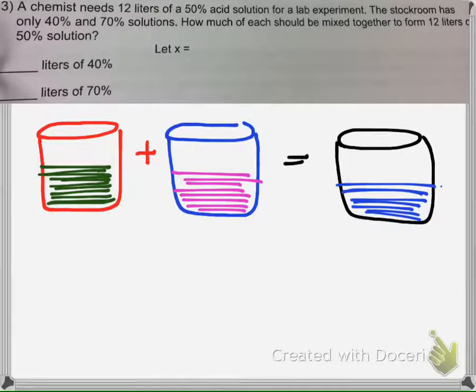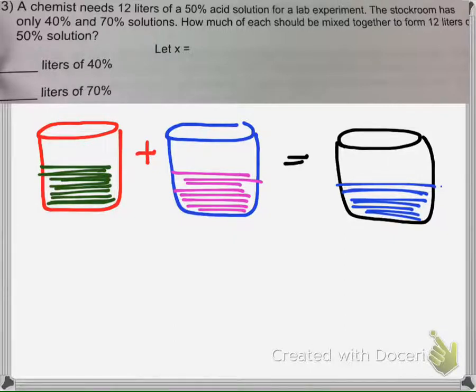Okay, so we have a chemist and he needs 12 liters in which half of it, so 50%, is acid solution. So we have a solution, so some sort of liquid, and half of the liquid has to be acid for a lab experiment. And then it says that a stockroom has only 40% and 70% solutions. So he goes to the stockroom, and none of their solutions are 50% acid. So he's like, well, how much do I need to mix together in order to produce one where half of it is acid, 50% of it is acid.